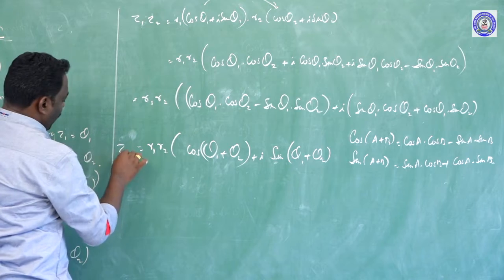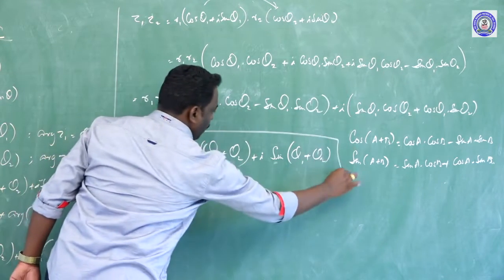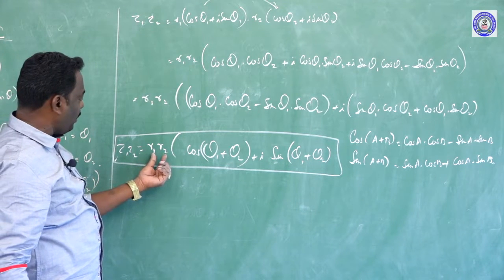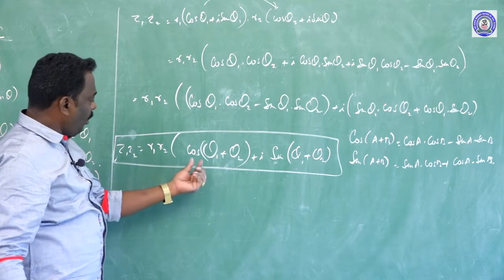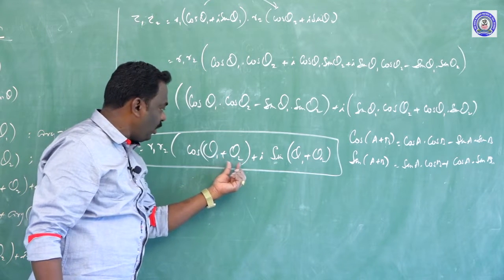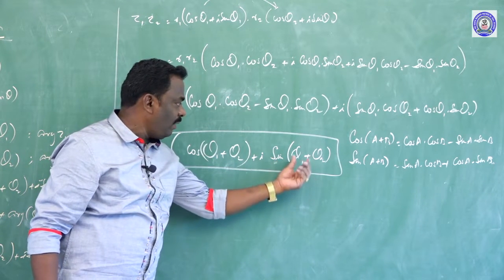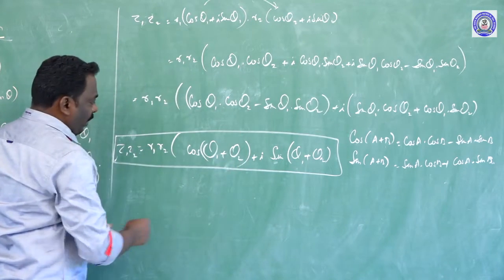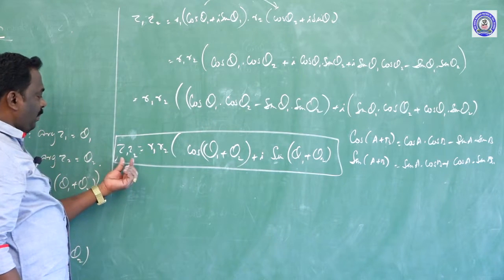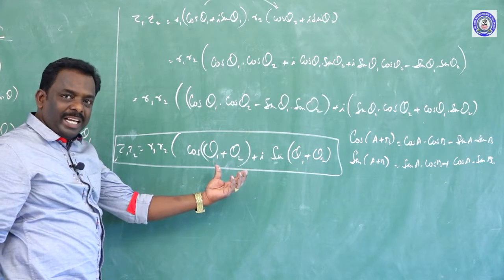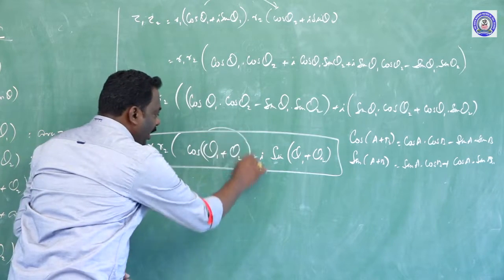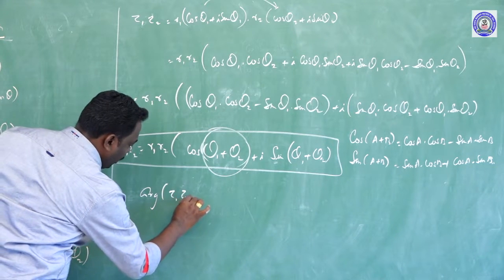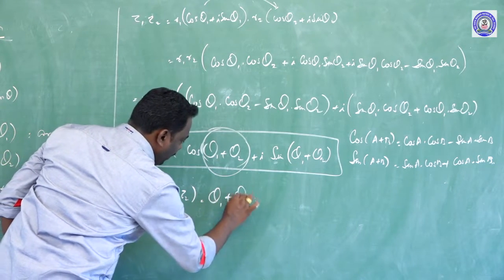Therefore, the product of the two complex numbers Z1 Z2 is equal to R1 R2 times cos of theta 1 plus theta 2 plus i sin of theta 1 plus theta 2. In the product of two numbers, we just add the arguments. What is the argument here? The argument is theta 1 plus theta 2. Therefore, the argument of Z1 Z2 is theta 1 plus theta 2.